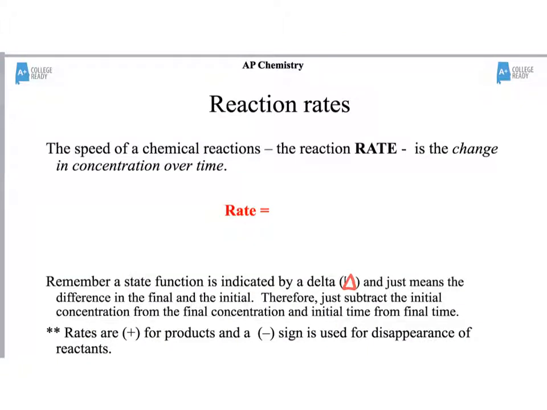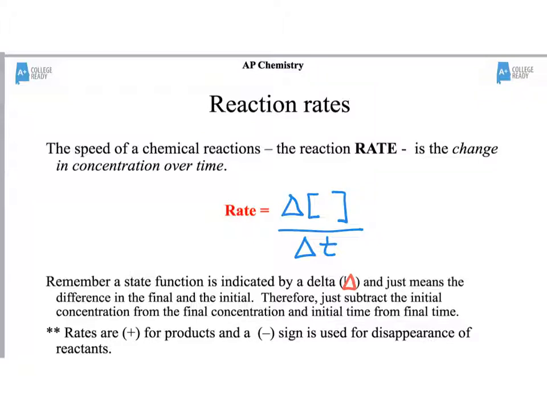So now that we have a little background on what makes reactions happen, how do we measure the speed of a reaction? Well, the speed of a reaction is called the reaction rate, and it's the change in concentration over the change in time. So we can calculate that by calculating delta, the change in the concentration, divided by the change in time. And if we have data on concentration over a period of time, we can just calculate that.